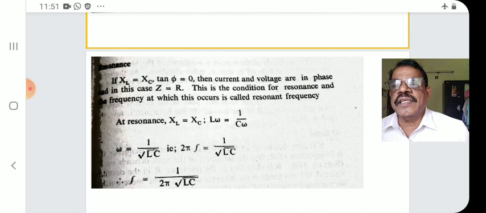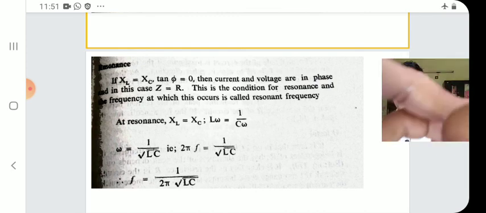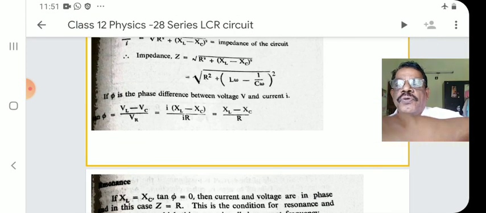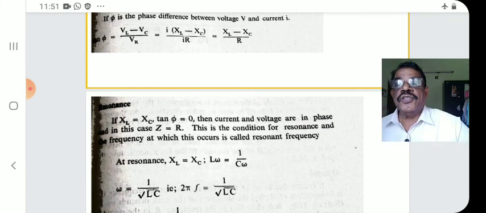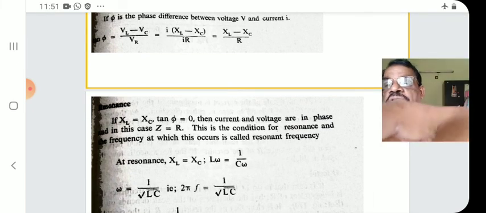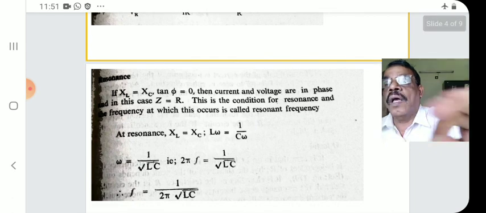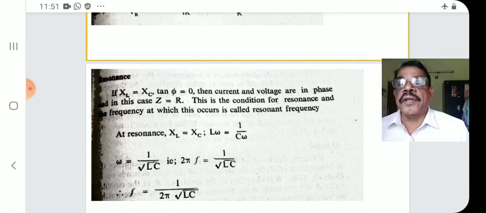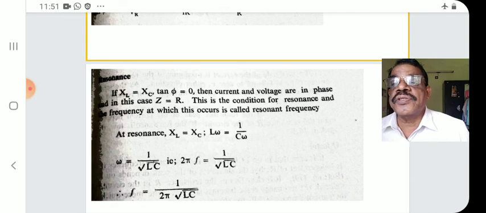ഈ XL is XC, tan phi is equal to 0. ആ മുകളിലത്തെ ഇക്വേഷൻ ഇട്ട് നോക്കുക. Tan phi is (XL minus XC) by R. If XL is XC, tan phi is 0 by R, 0. Tan phi is 0. Then current and voltage are in phase. And in this case, Z is R. This is the condition for resonance. And the frequency at which resonance occurs is called resonant frequency.